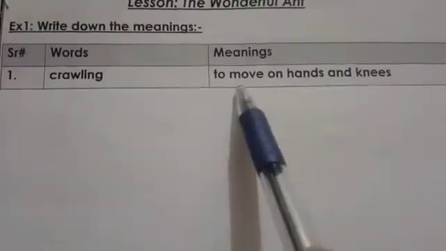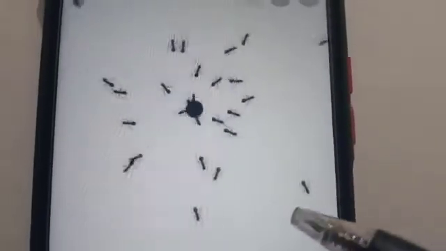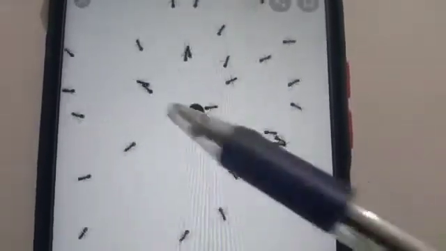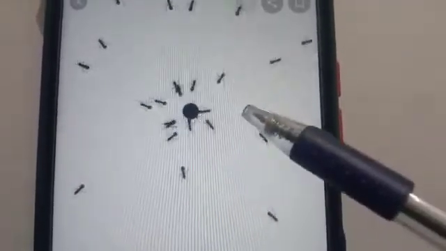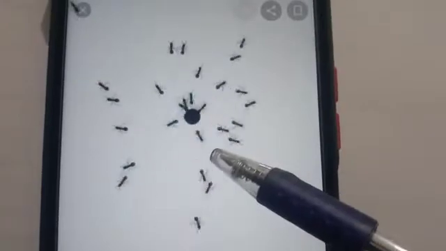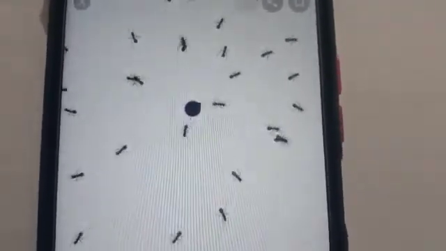Crawling means to move on hands and knees. In this chapter, we have read about the crawling of ants. Now you have to look here in this picture. This is the crawling of ants. Ants are crawling, they are moving on their hands and knees. Okay, it's the crawling of ants. Done. Now you know what is crawling.